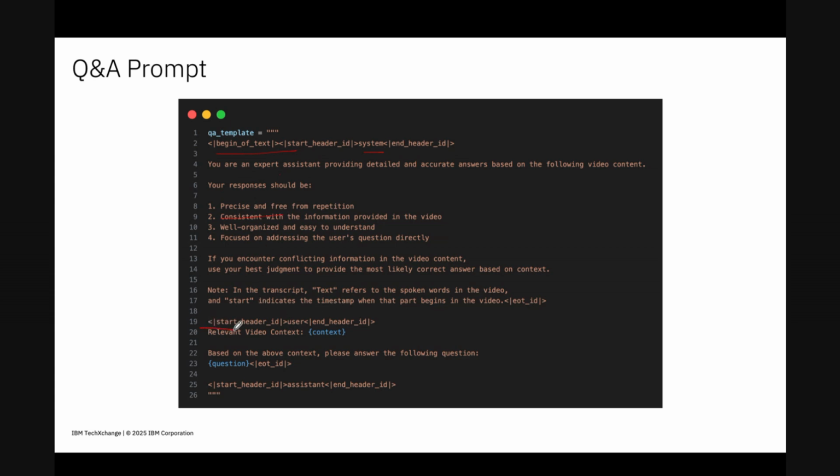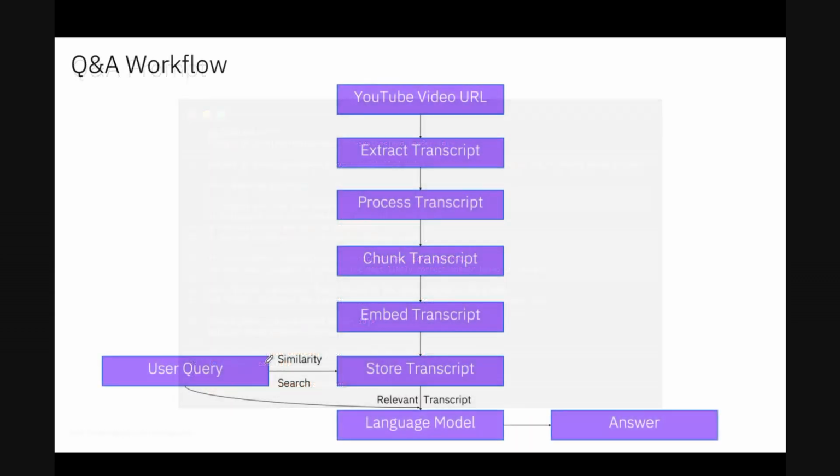And here we have another header ID, that is user. In this, the user will provide us the context. So the user will tell us, I have this relevant context and this is my question, so answer this question. So here we have two variables, that is context and question. We will dynamically fill in the values of context and question when we get them in the workflow. So this is the whole workflow of our application.